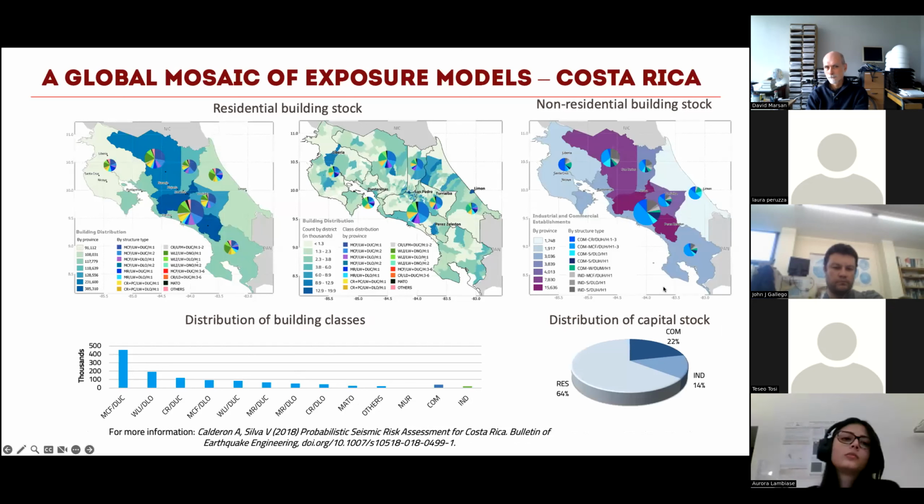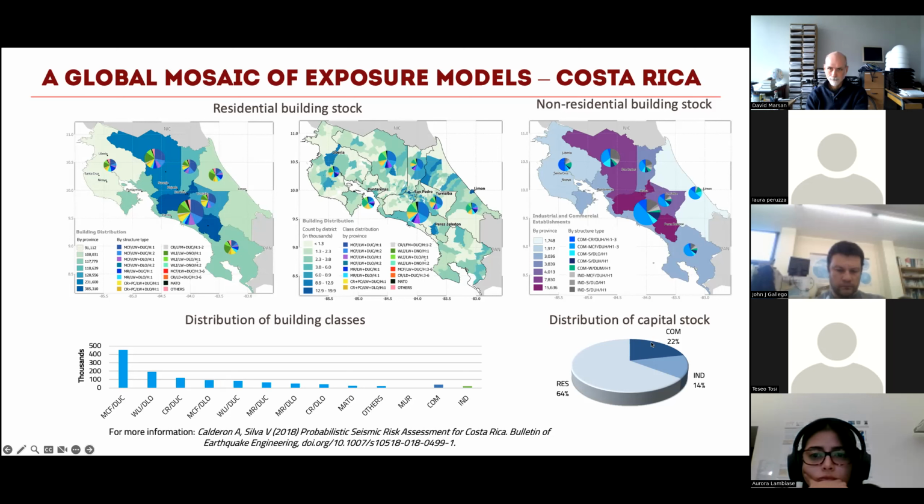Here, I'm almost done with the exposure part, but I just want to show you what is the outcome of this exposure modeling. This is, for example, the model for Costa Rica. What do we have? So for the different administrative divisions, we have the number of buildings, okay, commercial, industrial, and residential. We have the main construction material. This is confined masonry, reinforced masonry, reinforced concrete, precast, wooden, other materials. Sometimes we can also have adobe if we go to different parts of the world.